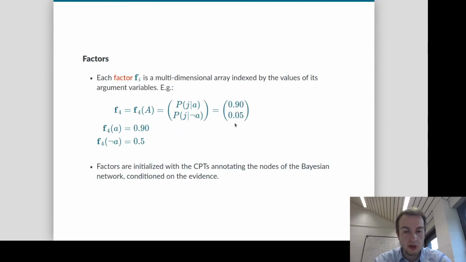And I'm sorry, I see there is a typo. These two values should be the same.